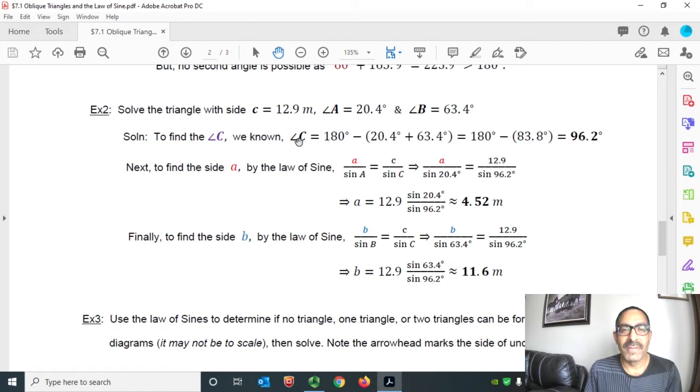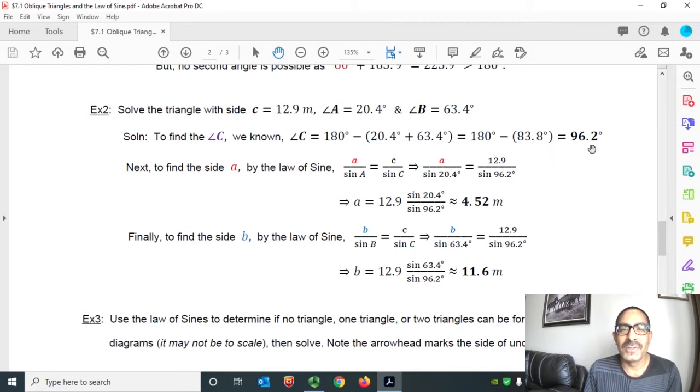In triangles we have three angles and three sides. Great. So let's begin the solution. To find angle C, we know the sum of the total angles of a triangle is 180 degree, so angle C equals 180 degree minus the sum of these two angles A and B. Simplify, which turns out that angle C equals 96.2 degree.